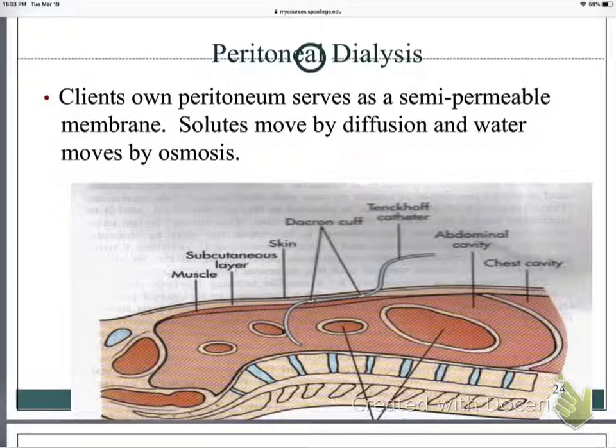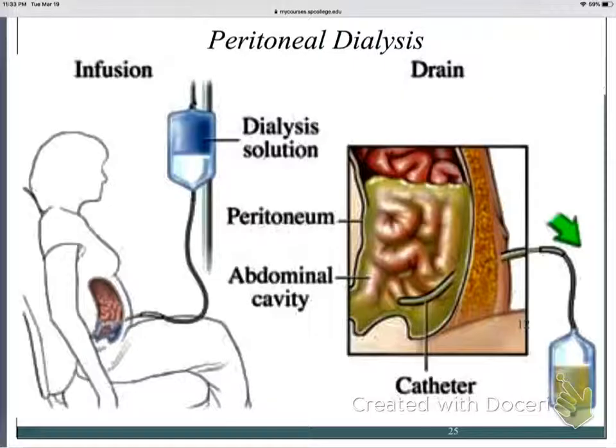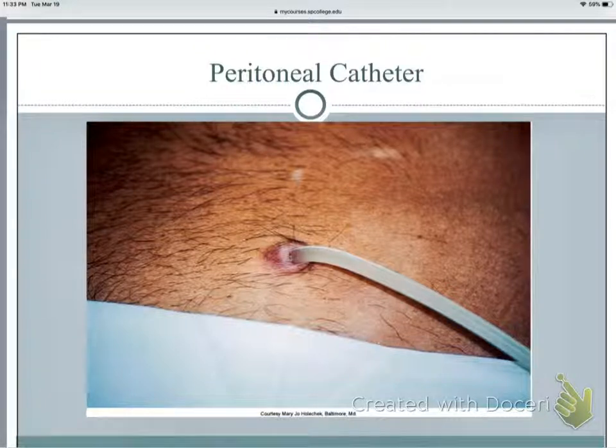Okay to go? Okay. So again, this is just a picture, but the client's own peritoneum serves as a semi-permeable membrane. Solutes move by diffusion and water moves by osmosis. And here's another picture of peritoneal dialysis. Your drain goes through the membrane and then out to a drainage bag. We're going to talk about how it works, but this is just a picture of what it looks like. And we're going to talk about the peritoneal catheter. This is kind of what it looks like.